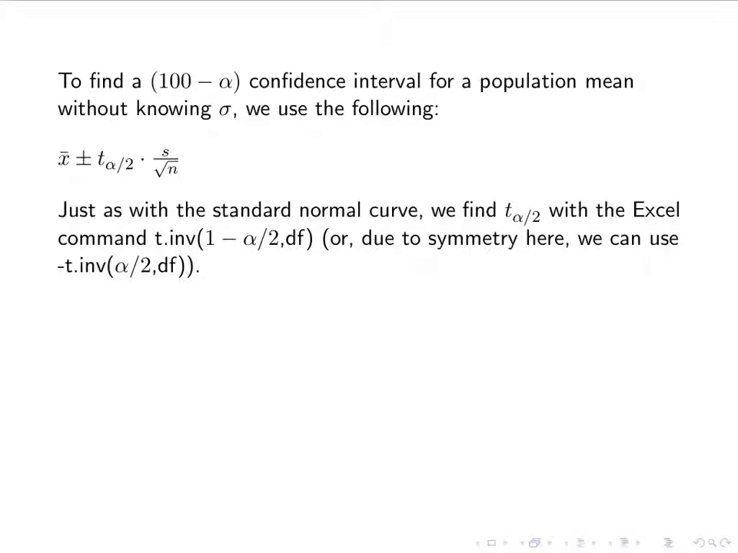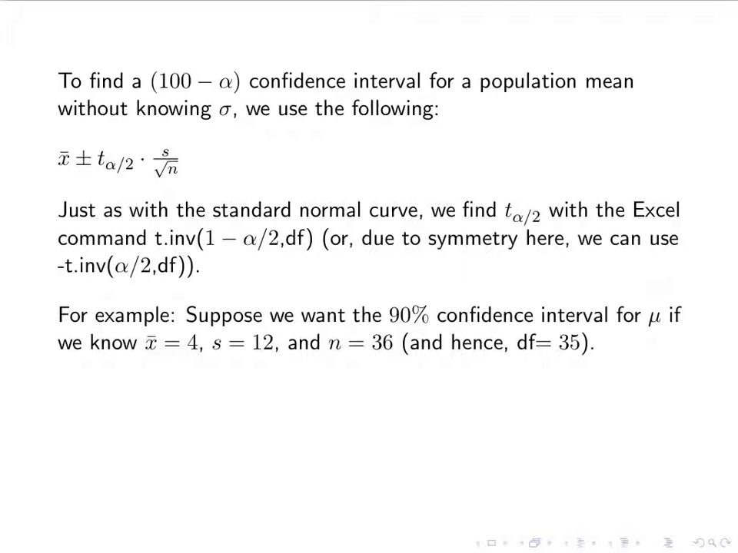And again, we'll talk about this more in class using Excel. So we're just going to do some examples here for now. Suppose we want the 90% confidence interval for mu if we know that x bar is 4, s is 12, and n is 36. So if n is 36, the degrees of freedom must be 35. So again, it's one less than the sample size.